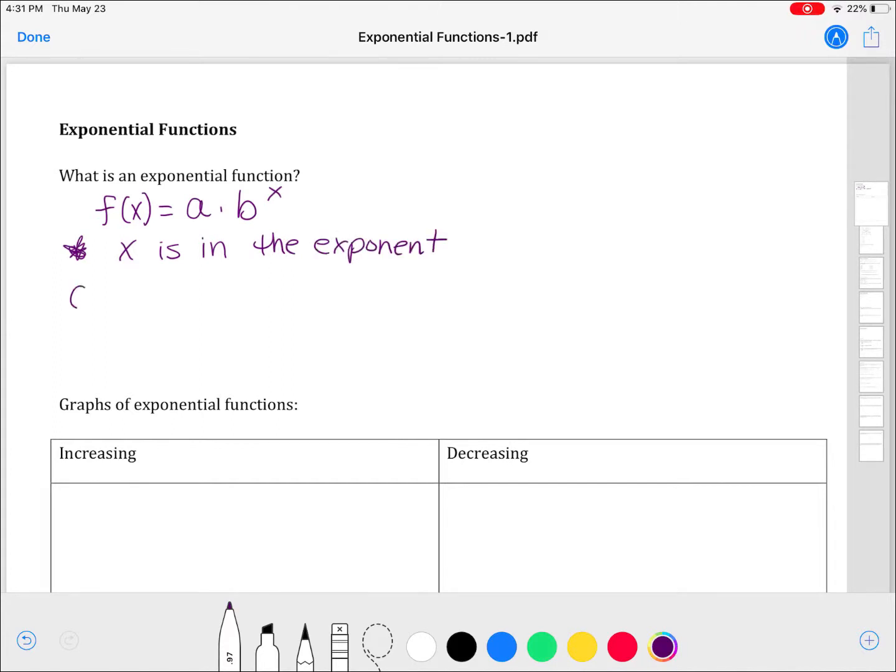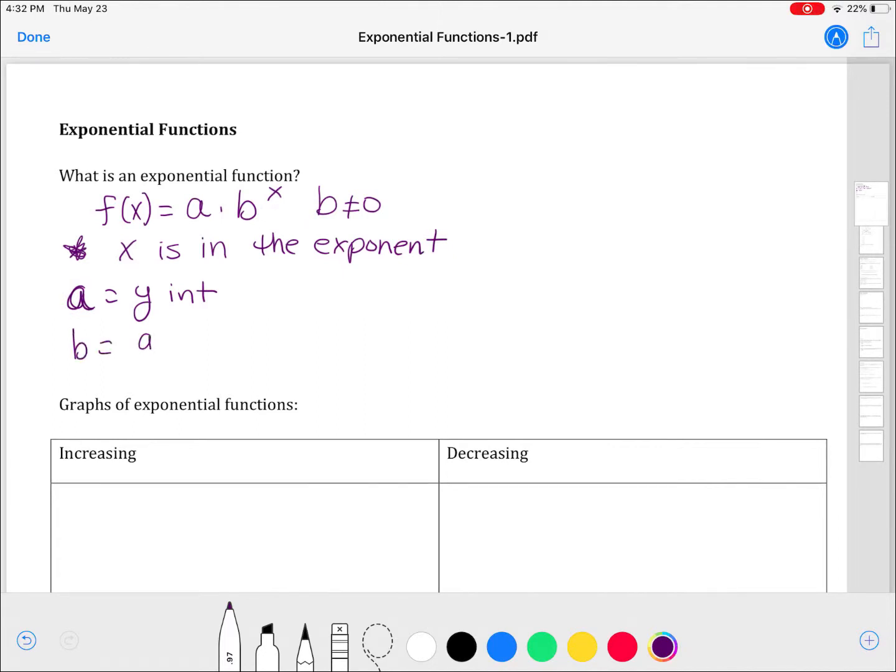Then a is going to be your y-intercept, because that's the value of y when x is 0. If I plug in 0, I'm going to have b to the 0, which would be 1 as long as b is not equal to 0. I would have b to the 0, which is 1, and 1 times a is a. So a is always your y-intercept, where it crosses the y-axis.